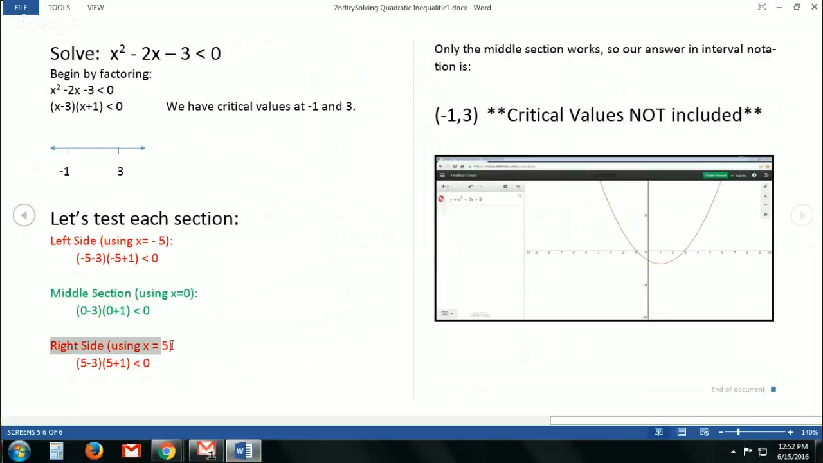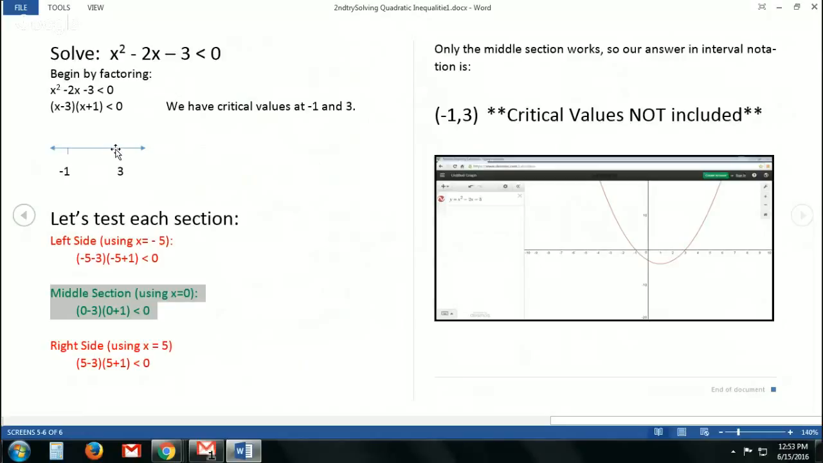The right-hand side looks like it's going to fail. If I put 5 in, substituting into our factored form for every x, I'll have 5 minus 3, that's 2, and then I'll have 5 plus 1, that's 6. Both of them are positive. A positive times a positive, that's not less than 0, so it failed to work. The only part that works is the middle section between -1 and 3. This is the part that works.